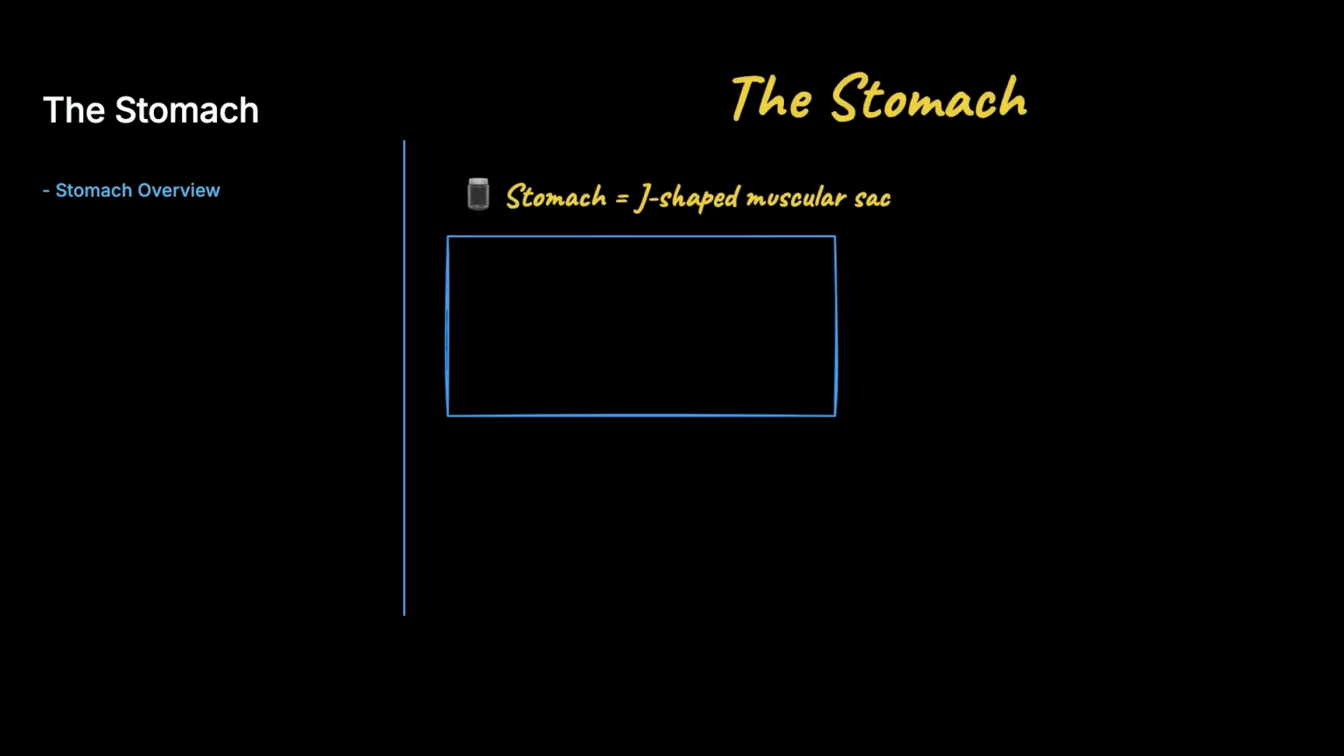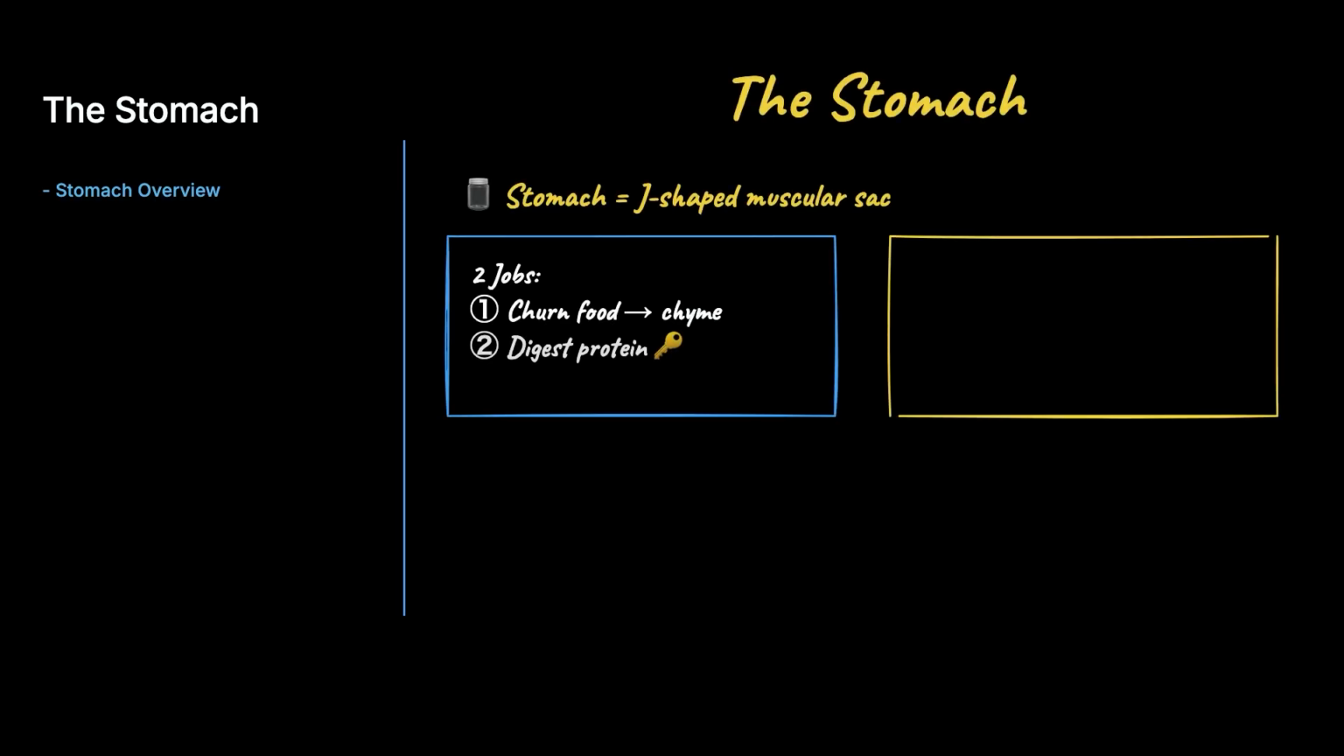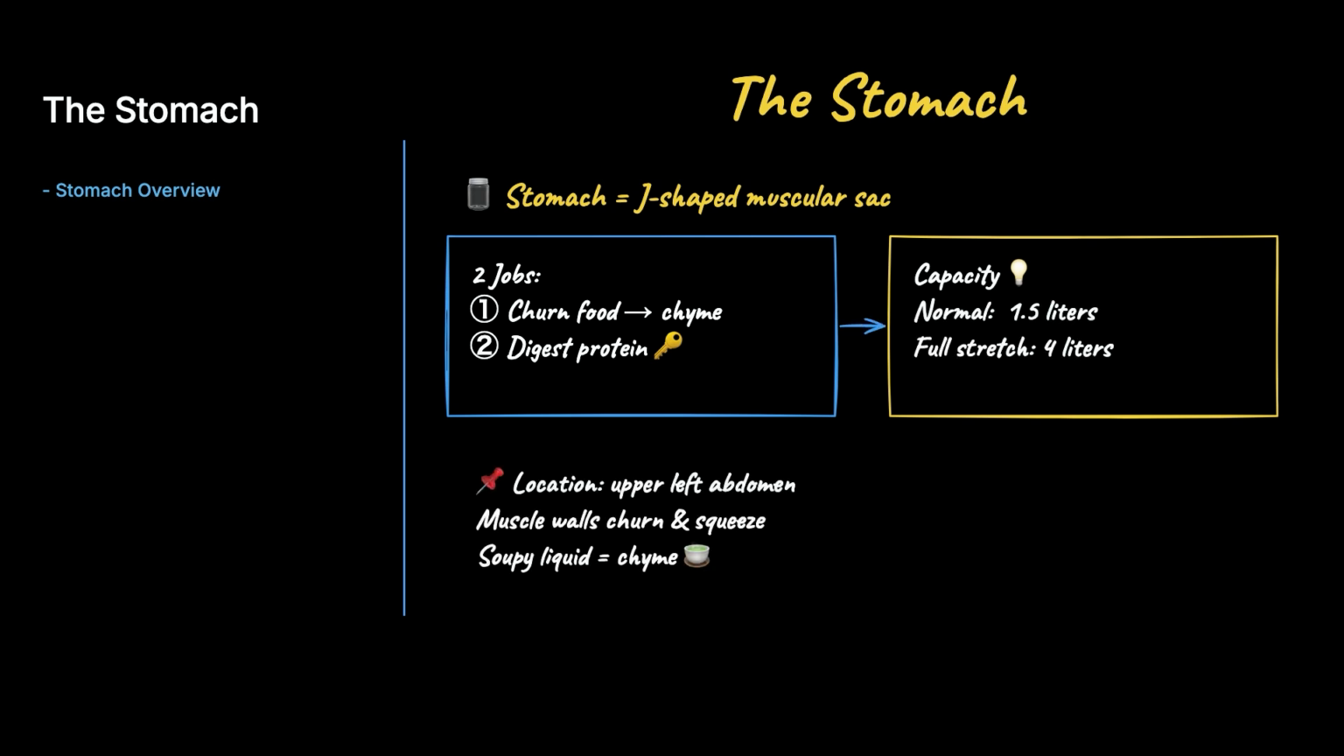Now we reach the stomach, a J-shaped muscular sac in the upper left abdomen. Its 2 jobs are churning food into a soupy liquid called chyme, and beginning the chemical digestion of protein. A normal stomach holds about 1.5 liters, but can stretch to 4 liters when full.